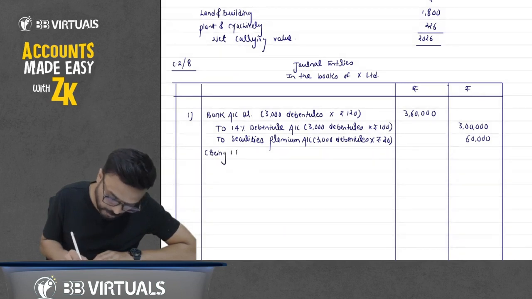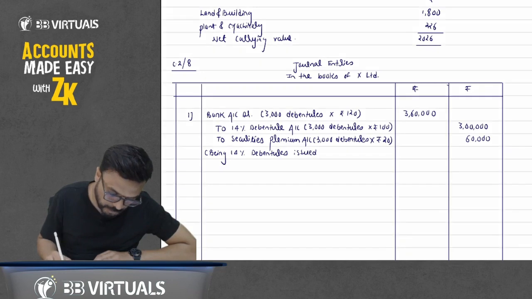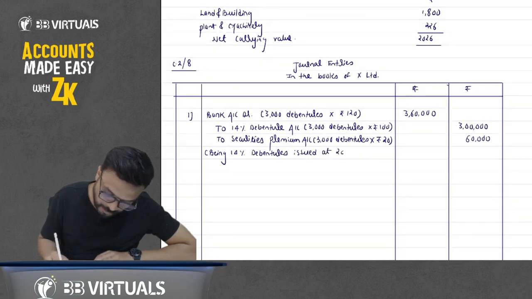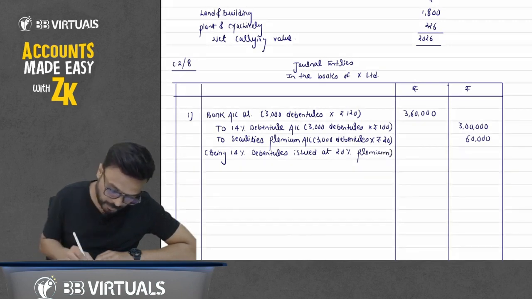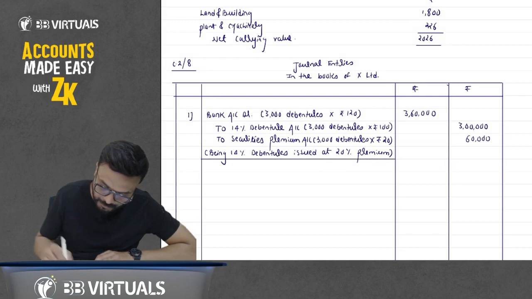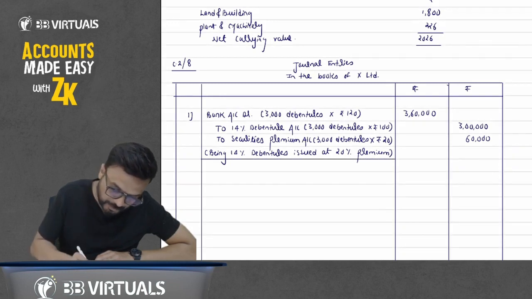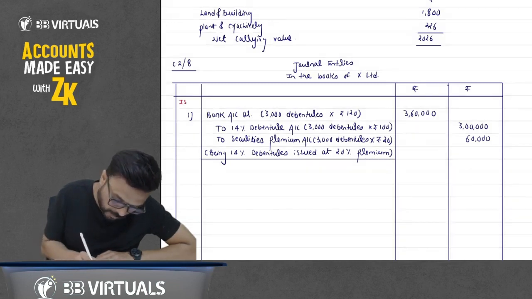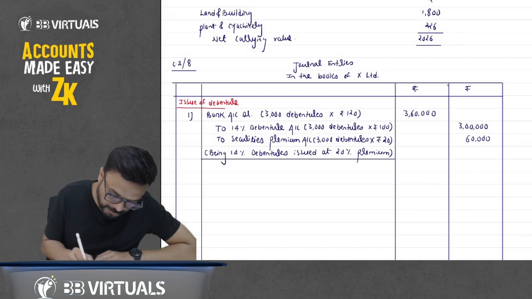Being 14% debentures issued at 20% premium. Okay. This is entry for issue of debenture. Just for your reference, I am writing in red ink. Entry for issue of debenture.